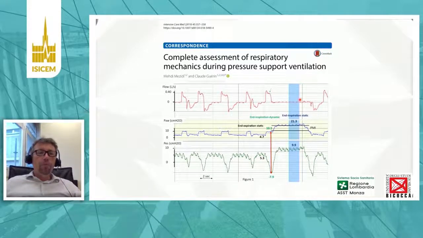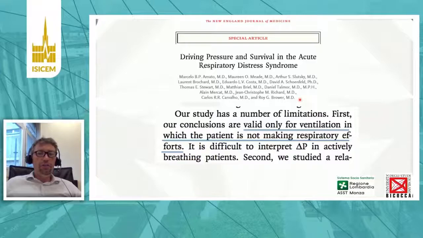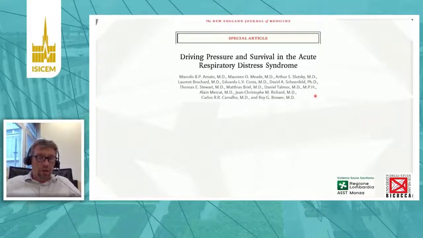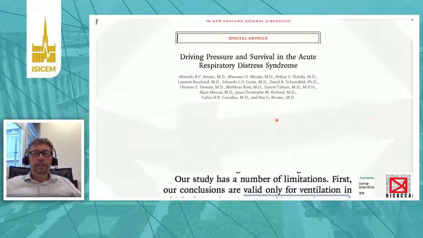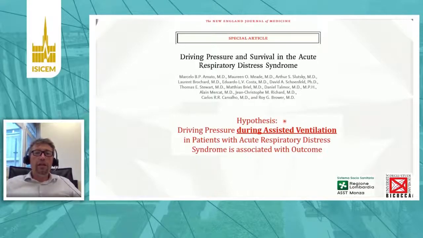So going back to the meaning of driving pressure during assisted ventilation, in this landmark paper, Marcelo Amato and collaborators put forth as a limitation the fact that this measurement would be valid only in passive patients. And basically, our hypothesis was that driving pressure during assisted ventilation should have the same meaning as during controlled ventilation, and so should have the same association with outcome.